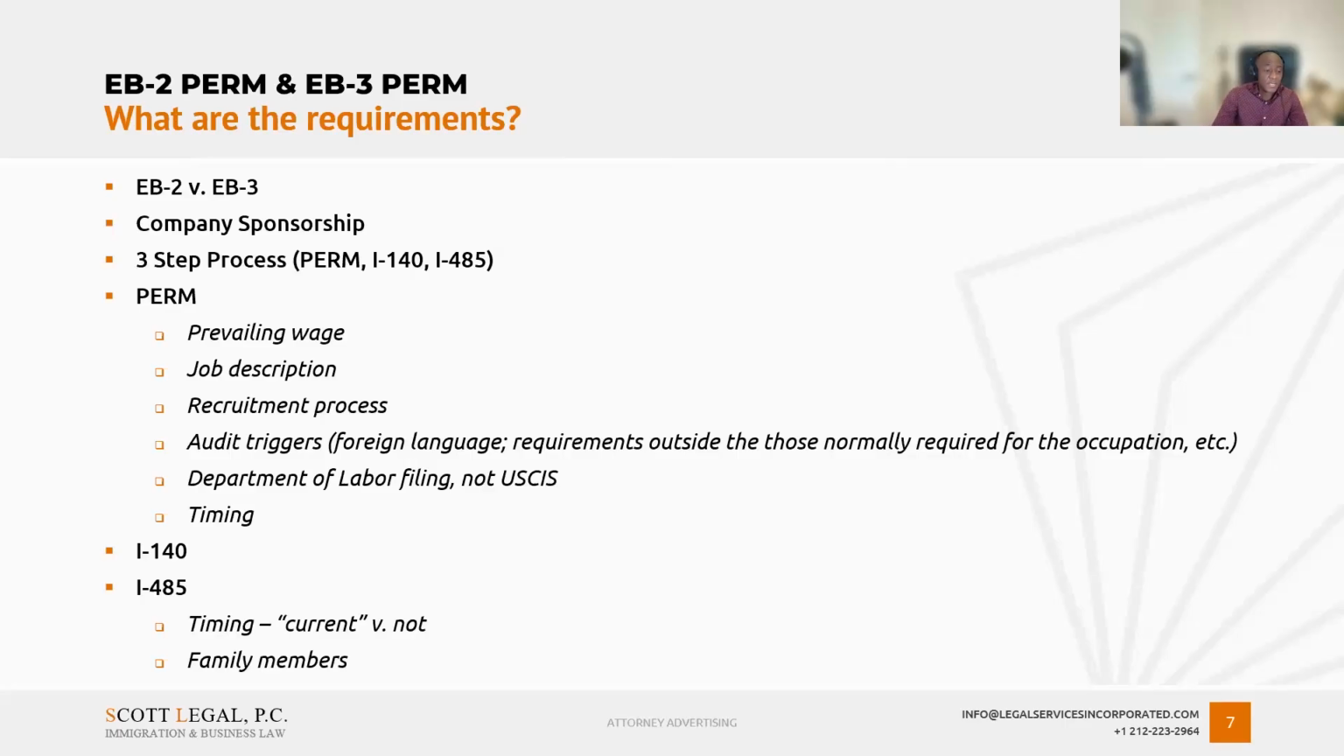The processing time can be quite lengthy. It can take about 18 months to go through the Department of Labor process, and then a similar amount of time to go through the immigration process. And the filing is very similar to what we just talked about, where an I-140 is filed, and if the category is current and the person is in the United States, an I-485 is filed, and that can allow the person to file for work authorization and travel authorization as well.